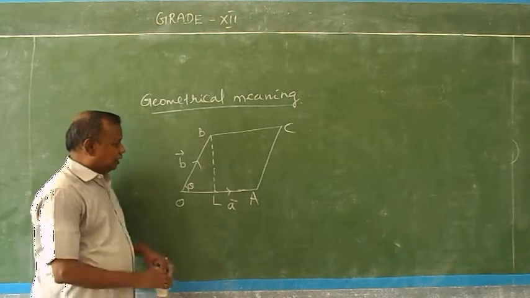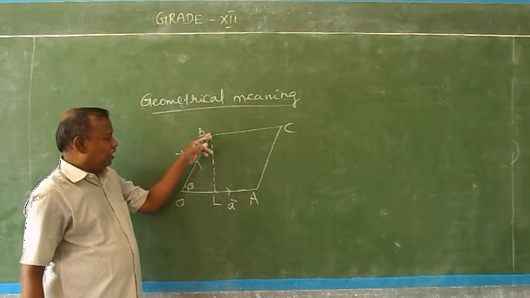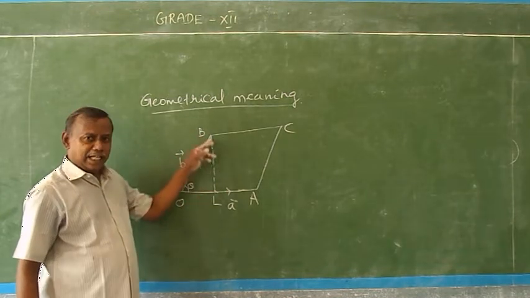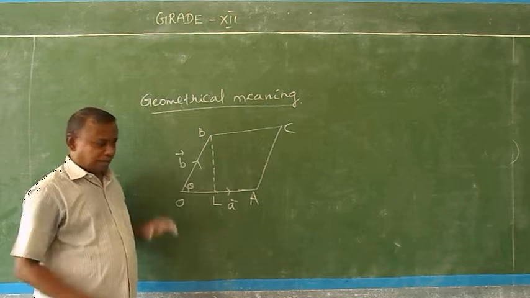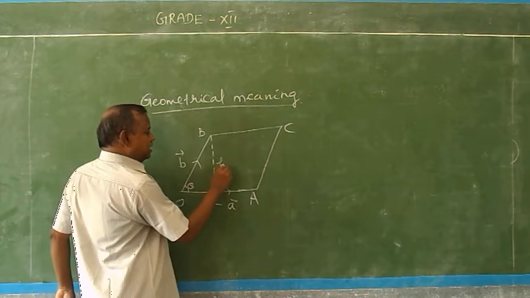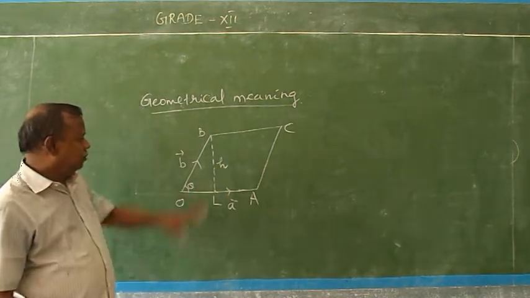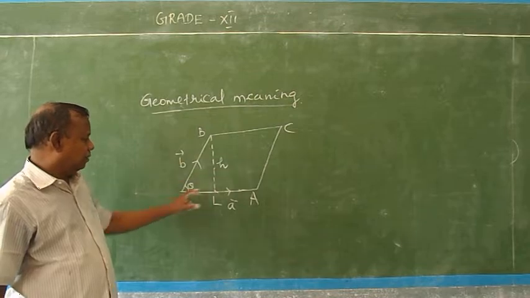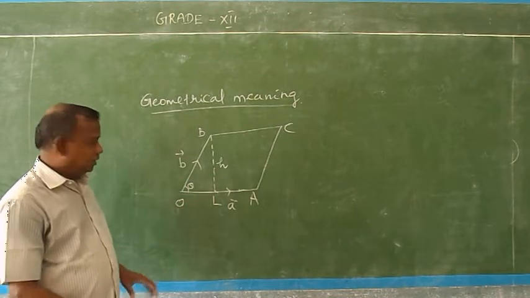We know that the perpendicular drawn from one vertex to the opposite side is the altitude of the parallelogram. So let me mention it as h. So BL, that is h, is the altitude of the parallelogram OACB.